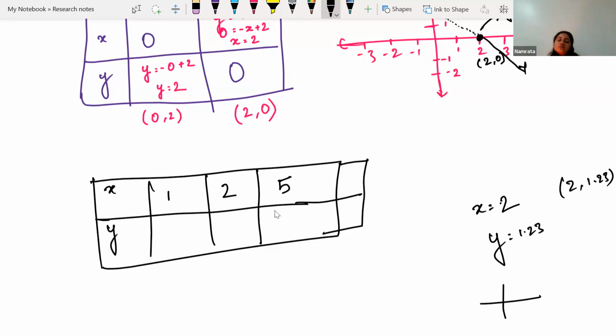If you are getting a fraction, take one more value, such a value which will give you a whole, like integer, value. Okay, not whole number, integer. It can be plus, it can be minus, acceptable, but not decimal.